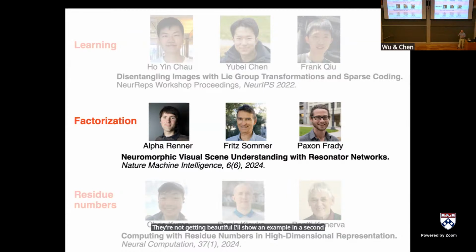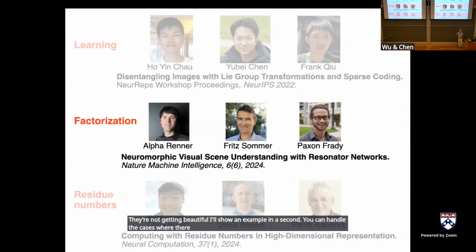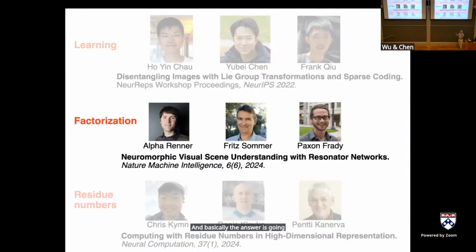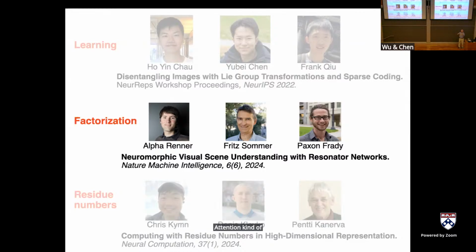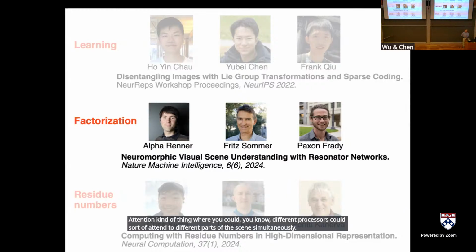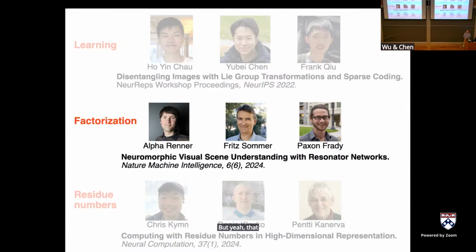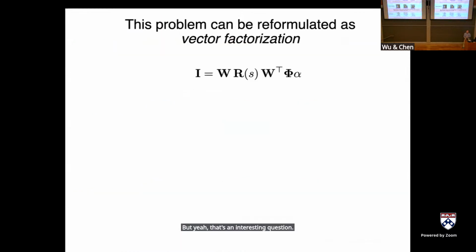You can handle cases where there are multiple objects in a scene undergoing different transformations, and basically the answer is you have to serialize it. If you only have one processor looking at the scene, then you have to serialize it, or you could maybe have something like multi-headed attention, where different processors could attend to different parts of the scene simultaneously. But yeah, that's an interesting question. Yeah. So okay. Yeah, please.